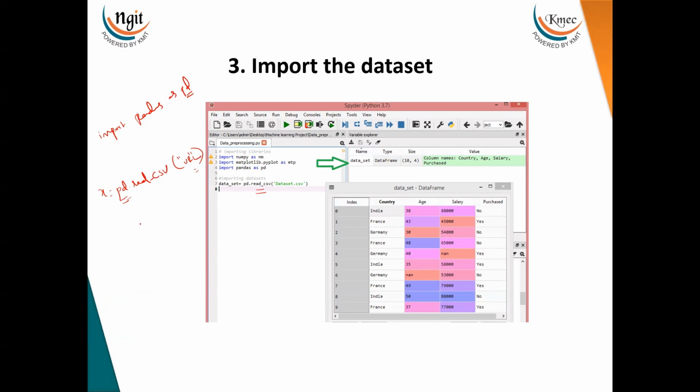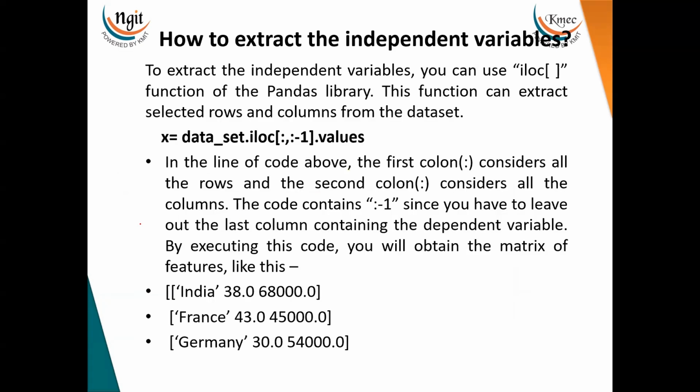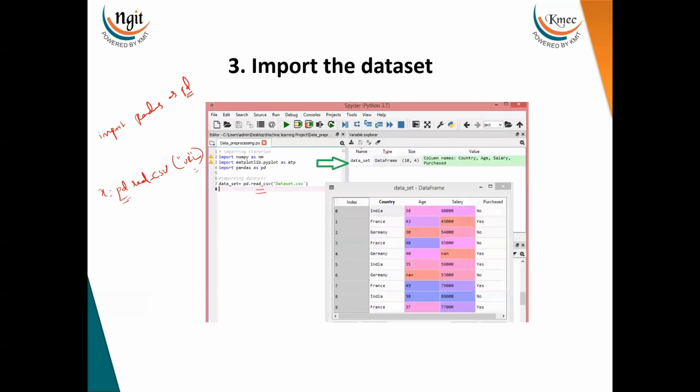So this is how we are going to import the dataset. Once we have imported the data set, there are two important things to consider: extracting the independent and dependent variables. So what are these independent and dependent variables?